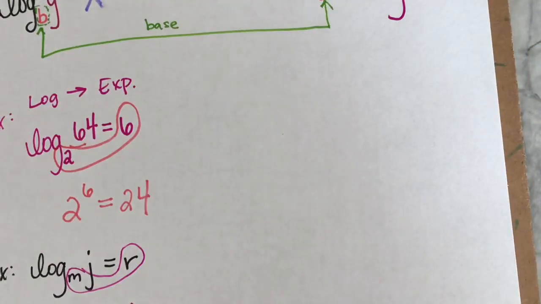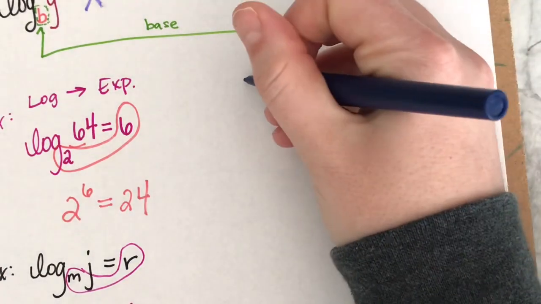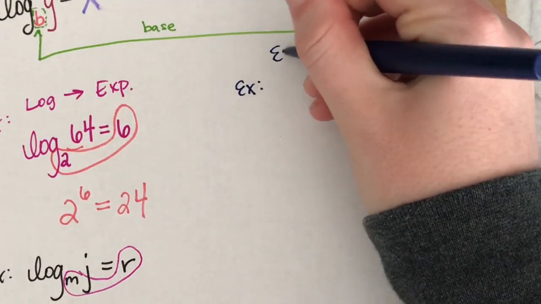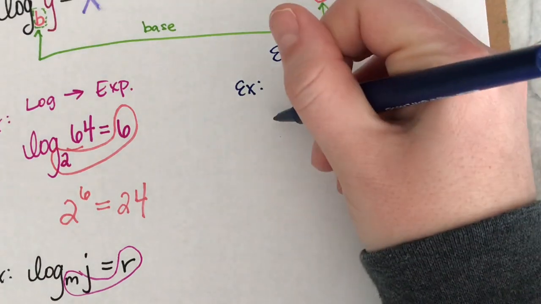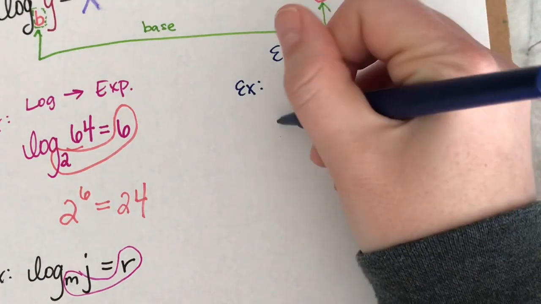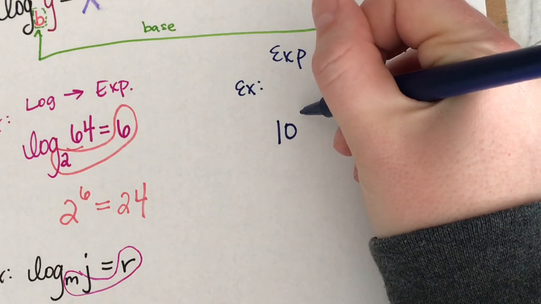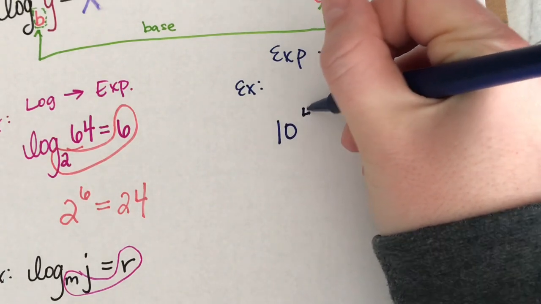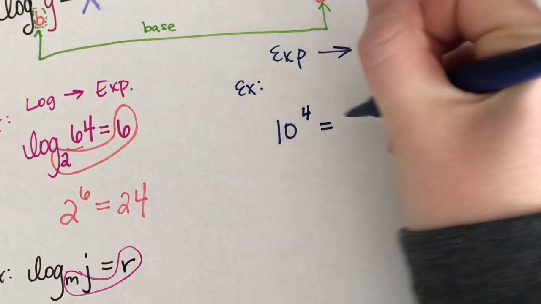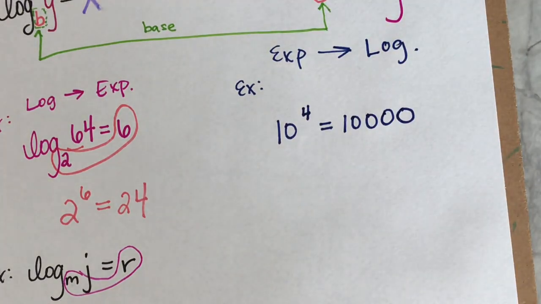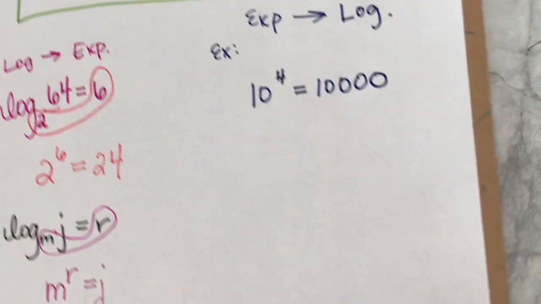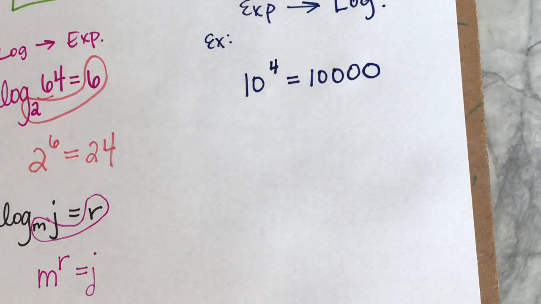All right, and then let me give you one or two examples of going from exponential form to logarithmic form. So if I gave you 10 to the 4th equals 10,000, well, there's no trick for this one. There's no uncanoe or canoe backwards or whatever.